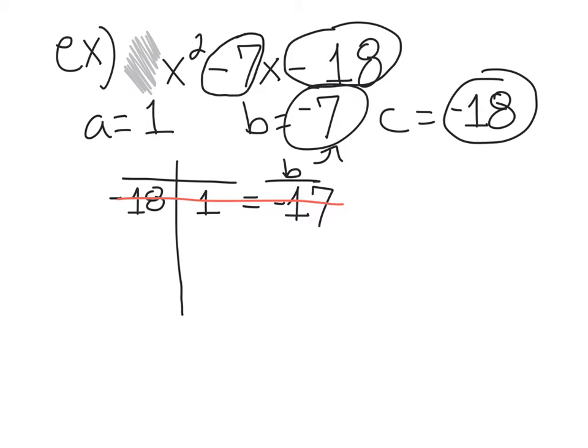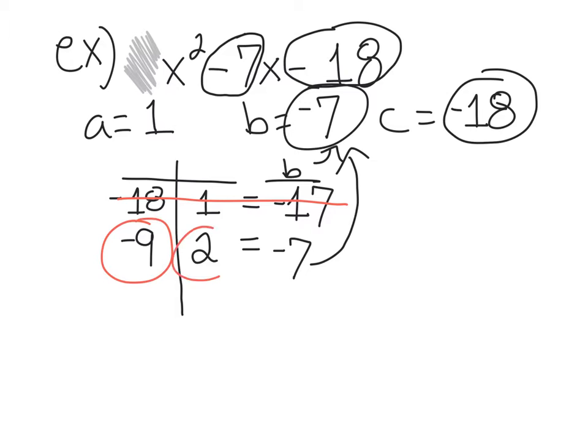Alright, I'm going to try another one here. How about negative 9 and positive 2? If I add negative 9 and positive 2, their sum is going to be negative 7. And hey, wait a second, that's what we're looking for up here. That's what b equals. So once I get these two factors, this is what I want: two factors of c whose sum will give me b.